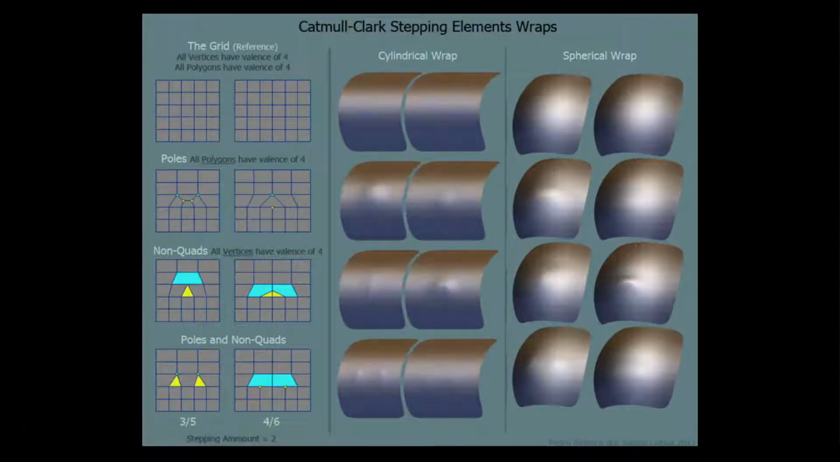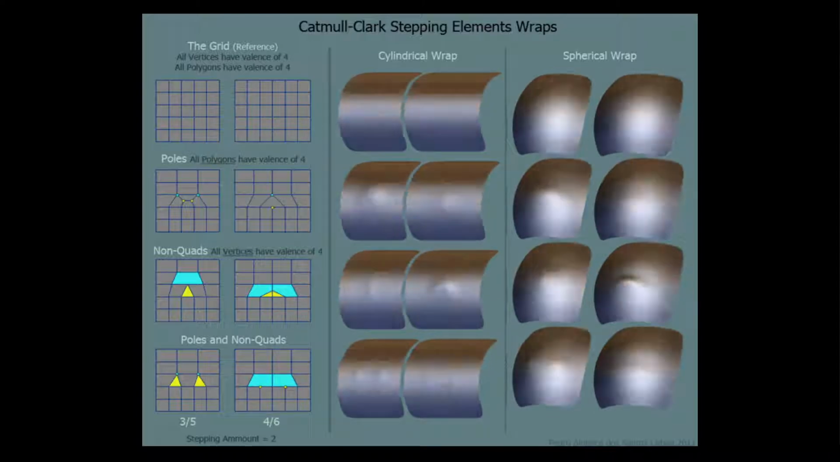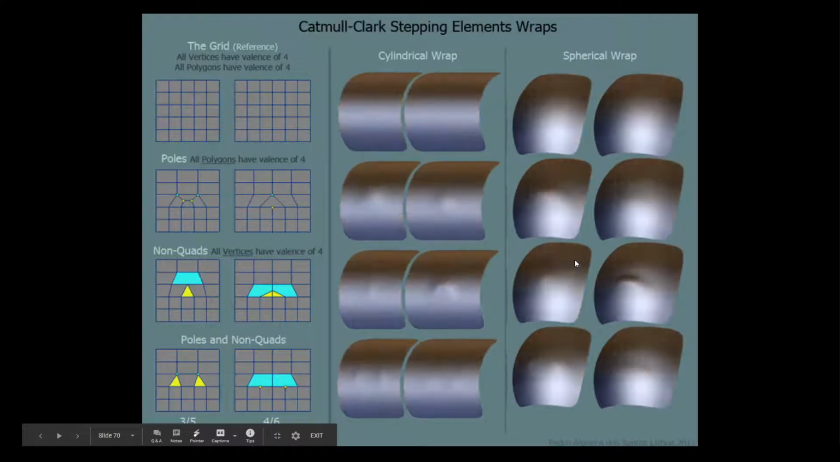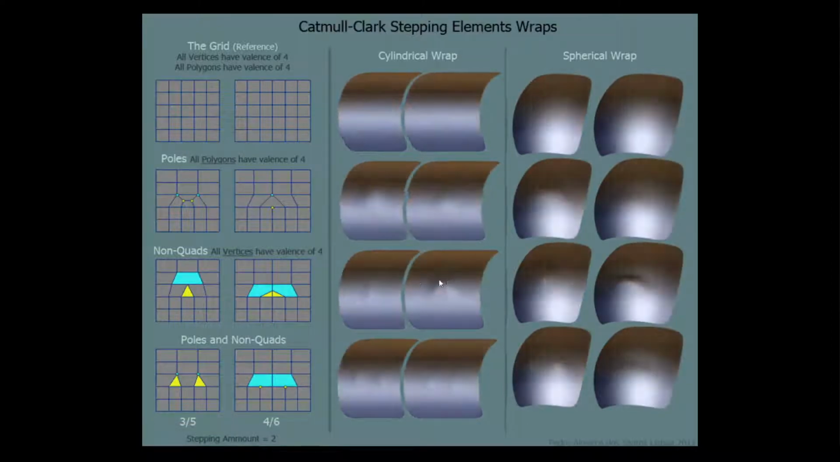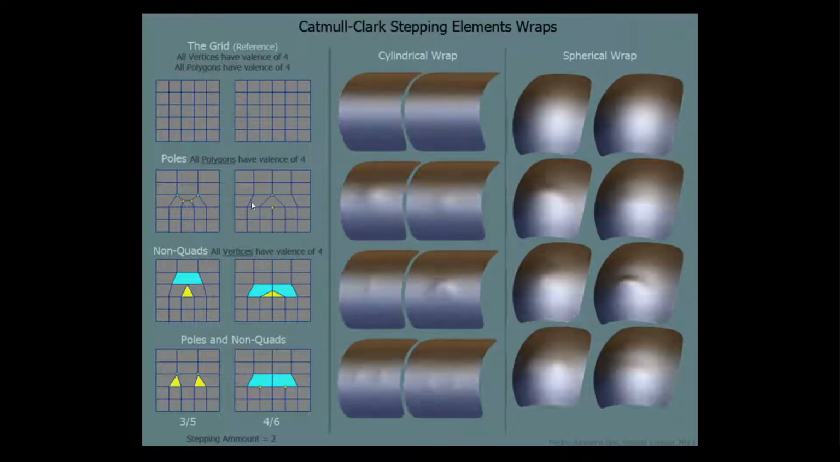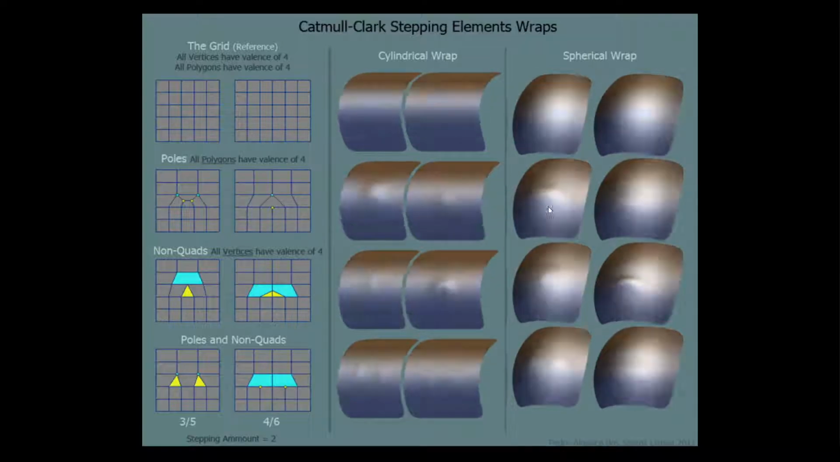Here's a great visualization of these n-gons, or these triangles and poles, and how they're affecting curved surfaces. So you can see we're getting weird pinching and distortions because of that topology. As soon as it leaves the quads and the vertices with 4 edges in them, you start to get into some weird distortions whenever you have a curved surface.